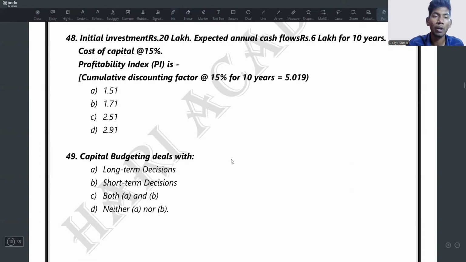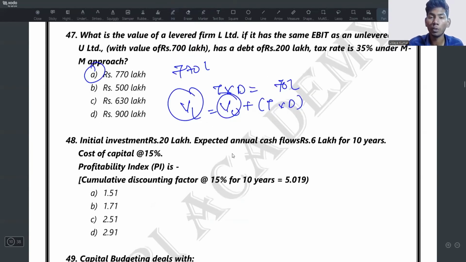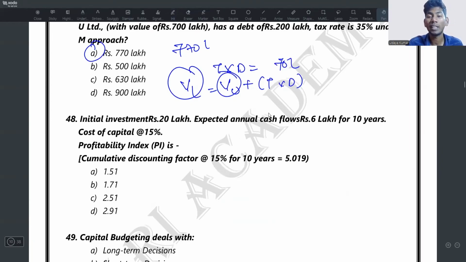So moving to question number 48. Initial investment of rupees 20 lakh. Expected annual cash flow rupees 6 lakh for 10 years. Cost of capital 15%. The cumulative discounting factor at 15% for 10 years, which is given, is 5.019. So now you have to simply calculate the profitability index.